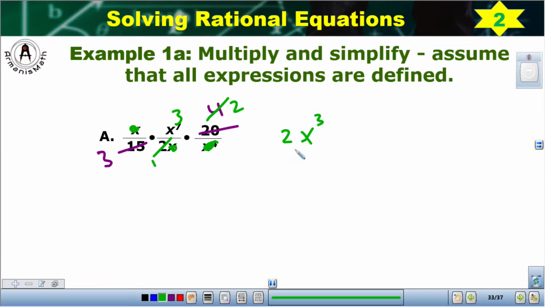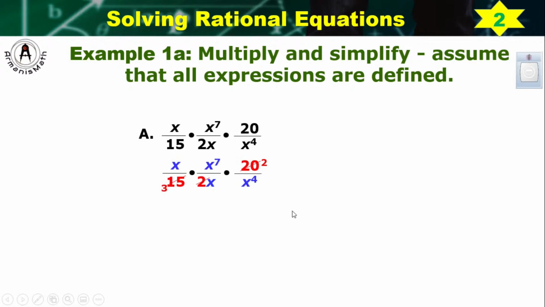Here it is in a nicely formatted way. 2x cubed divided by 3.